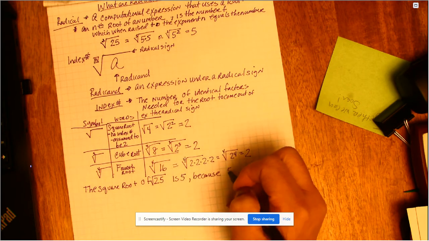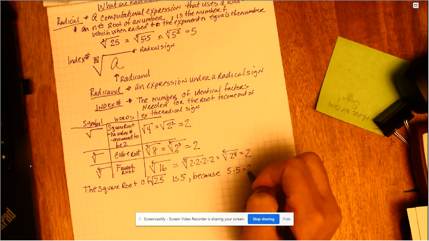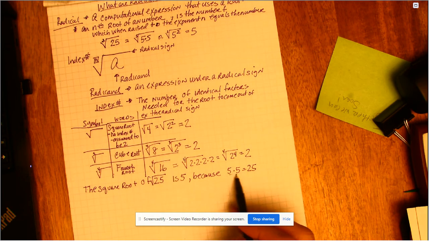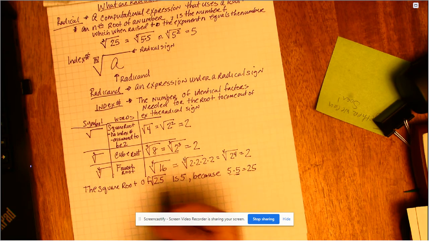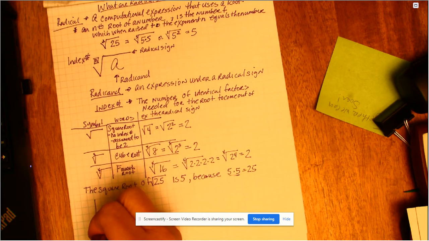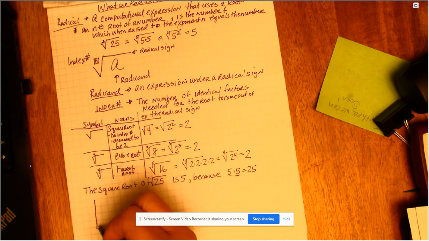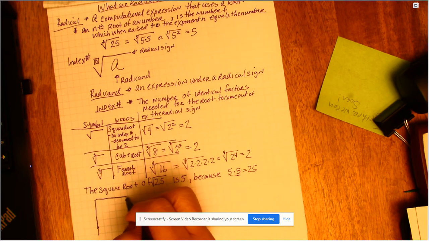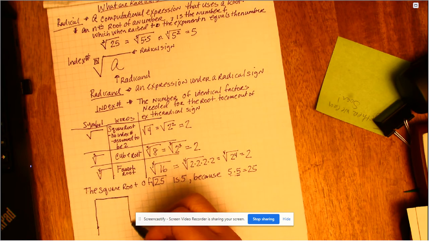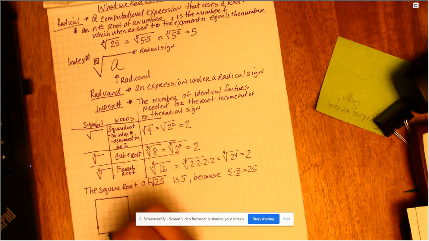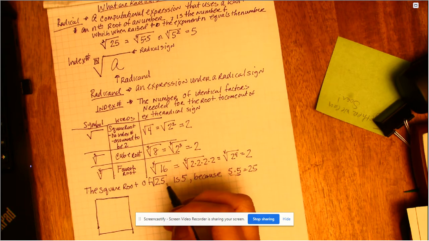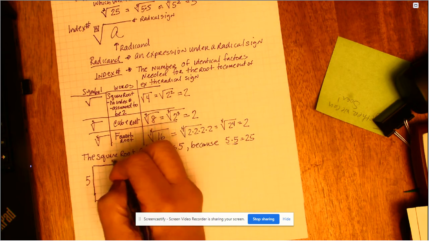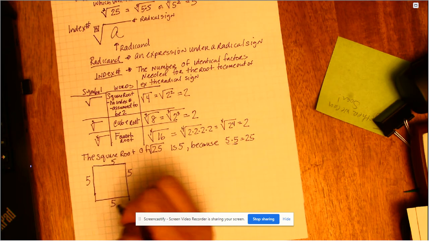Because 5 times 5 equals 25, right? Index number 2, 5 exists twice. The reason why we call it a square number is if we look at a square, right, the parameters of being a square is that all the sides of a square are exactly the same length. So here we can see we have a square that's 5 units on each side.